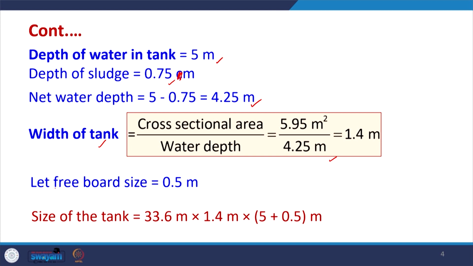Now we are assuming a free board of 0.5 meter, so we are adding that extra to the depth. The size of the tank will become 33.6 meter by 1.4 meter in width and 5.5 meter in height. That will be the overall size of the tank we can use for the design of a discrete settling tank, which has to be used for supplying water to any community.